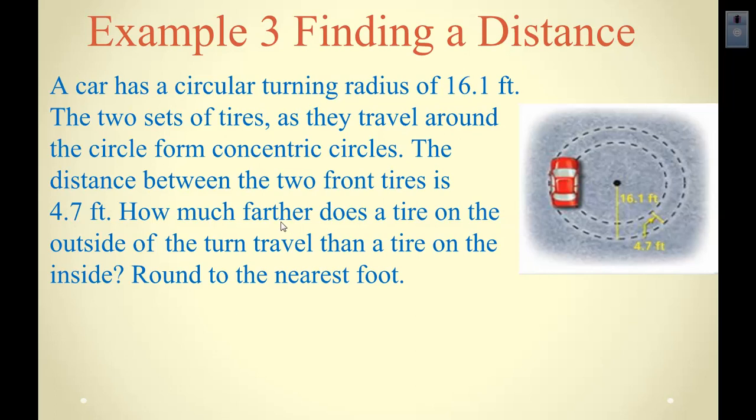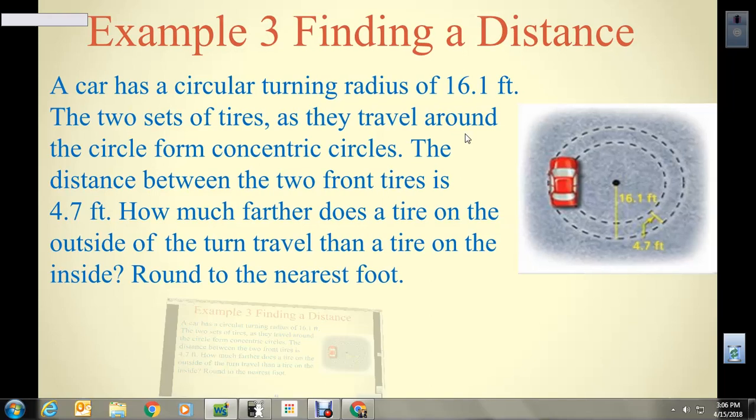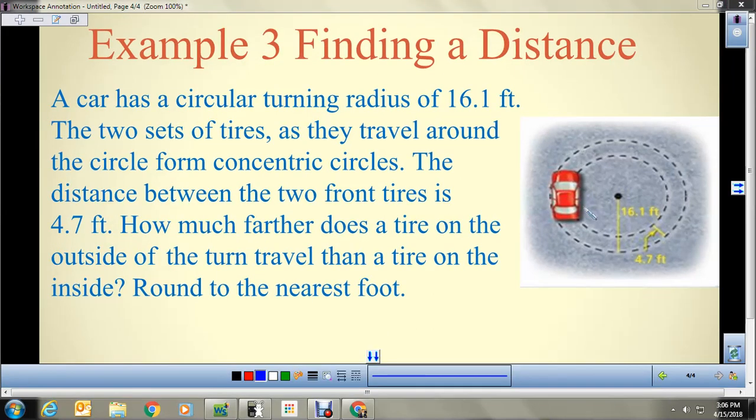So let's look at example 3. A car has a circular turning radius of 16.1 feet. The two sets of tires, as they travel around the circle, form concentric circles. The distance between the two front tires is 4.7 feet. How much further does a tire on the outside of the turn travel than a tire on the inside? Round to the nearest foot. So we've got two different radiuses. We're going to look at two different circumferences and subtract to find our difference.